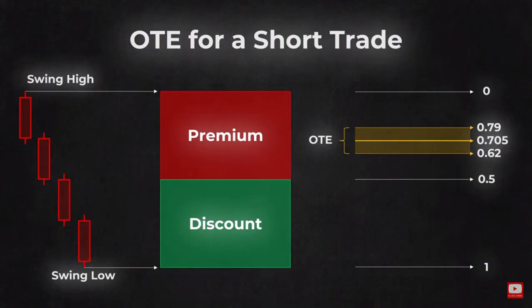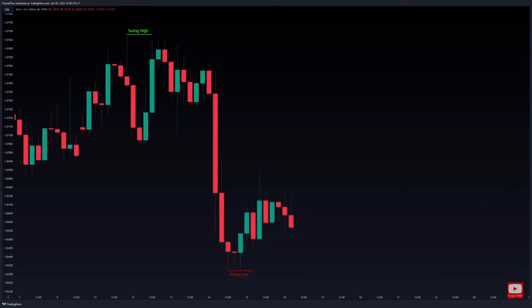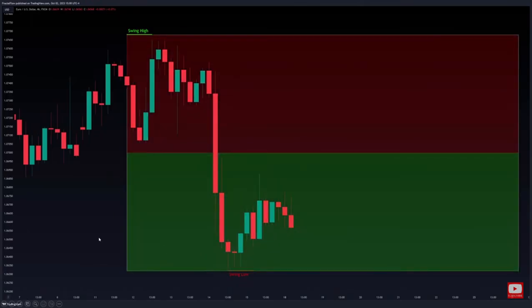Let's take a look at a couple of examples of how the OTE works in real price charts. Here you can see the 4-hour chart of the Euro USD. I already marked out an important swing high and a swing low. Let's now mark out the discount and premium zones generated by this range. Recall that a range is the distance between a swing high and a swing low. Let's also mark out the OTE or optimal trade entry for this range. Notice how the OTE falls into the premium zone.